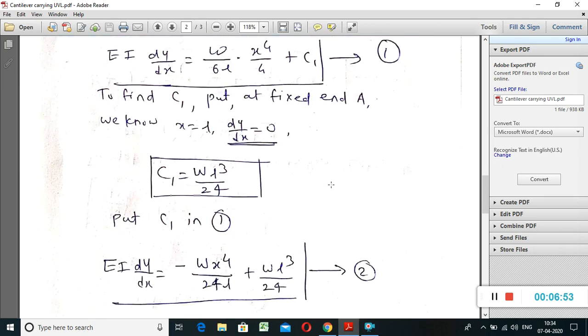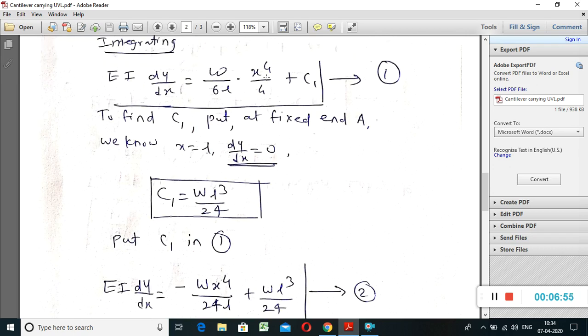Okay. So if you put these values in equation number 1, put x is equal to 0, so this will be cancelled, only c1 will remain. With x is equal to L, the value of c1 that we will get is this; minus becomes plus on the other side. So c1 is WL cube by 24. You can check it mathematically.